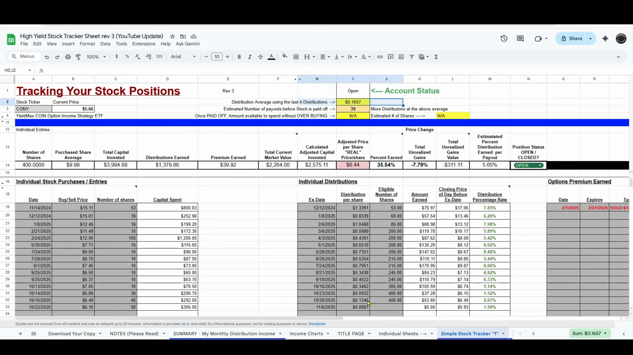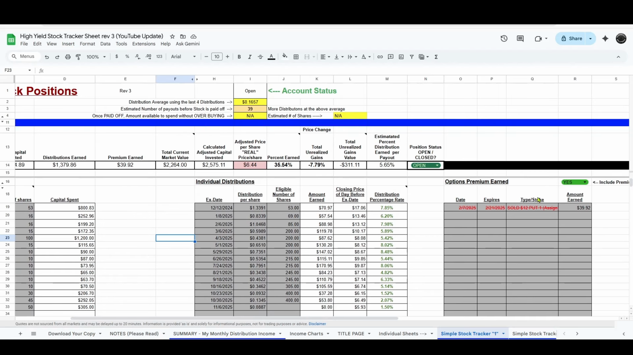But it will take the average of those last 4 distributions. It'll calculate that for you. It will also then tell you how many more distributions you need for that payoff. But even at that 16 cents, I'm only needing about 39 more payments, and that's 39 weeks, right? So in 39 weeks, at that average, I should be able to get CONY paid off. Now, if the distributions continue to lower, then of course that distribution number for that payoff will change, because your average is going to change. So keep that in mind when you're looking at that number.